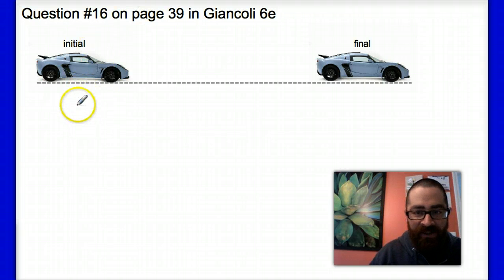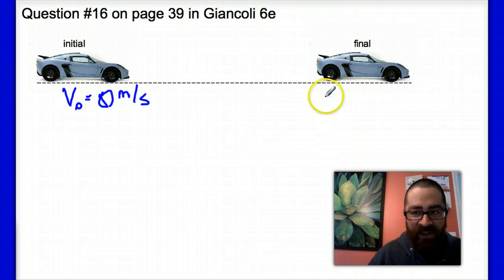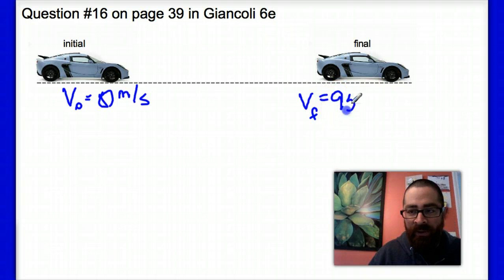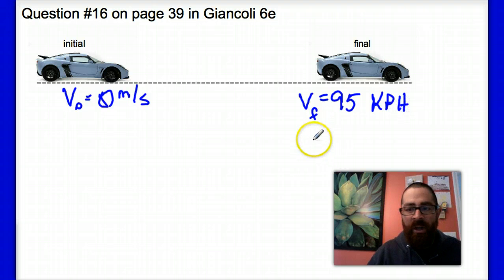You should recognize a couple of things. First, that it accelerates from rest, or we could say that v naught is equal to 0, which is of course important in solving this problem. Units of meters per second, and v final is given to you in kilometers per hour. V final is equal to 95 kilometers per hour, kph. You can start the problem by converting that immediately to meters per second.